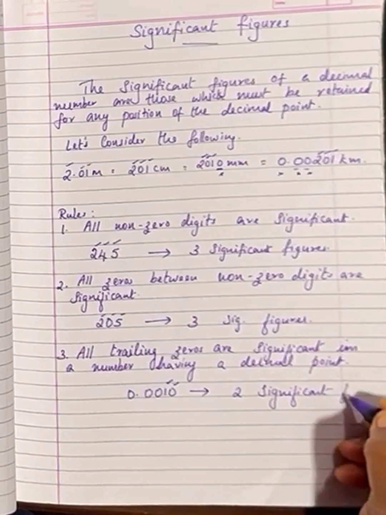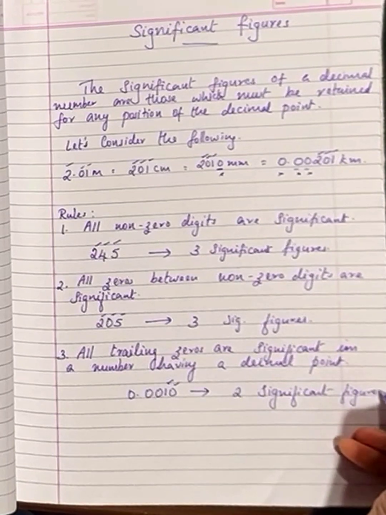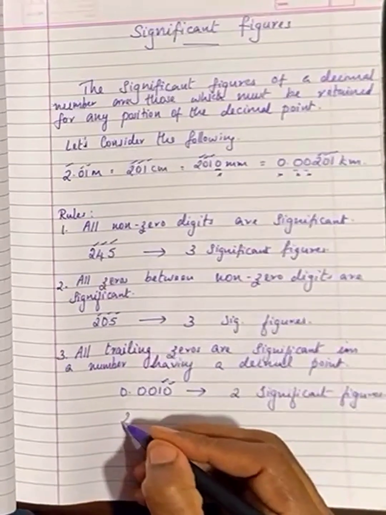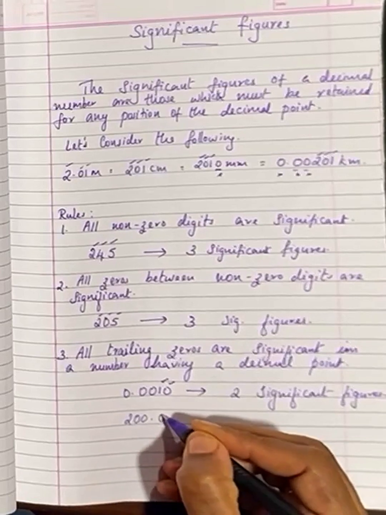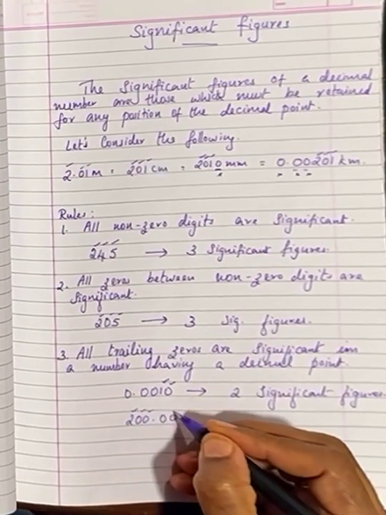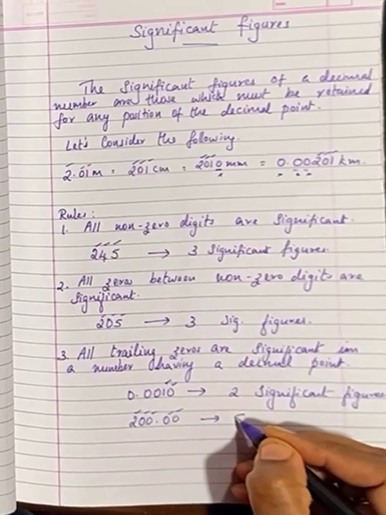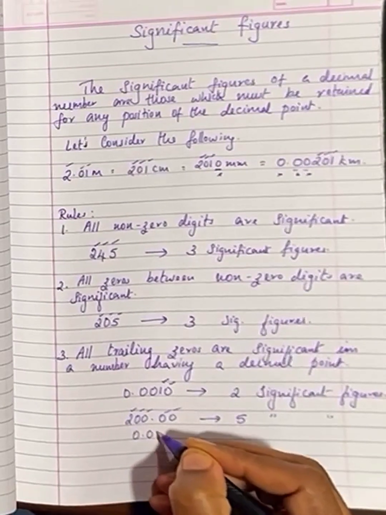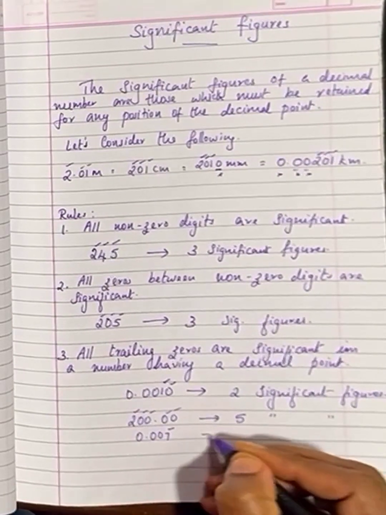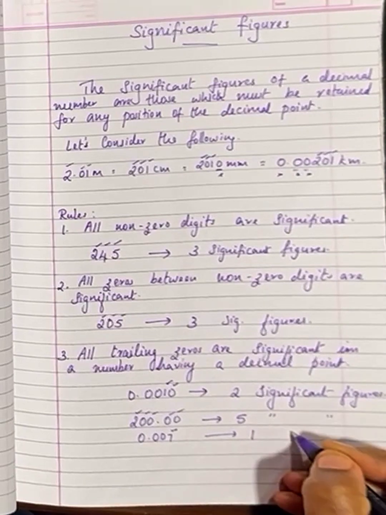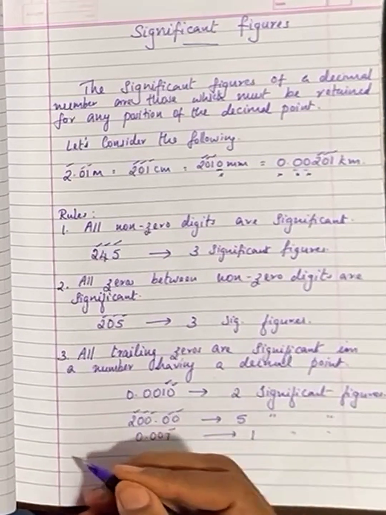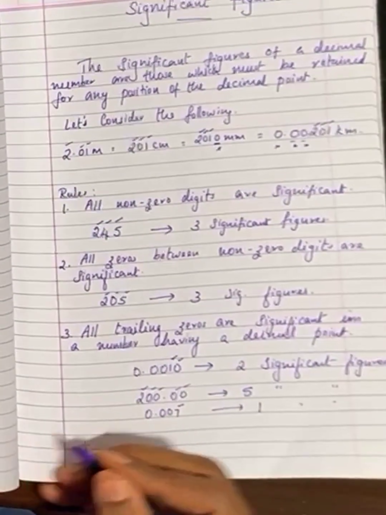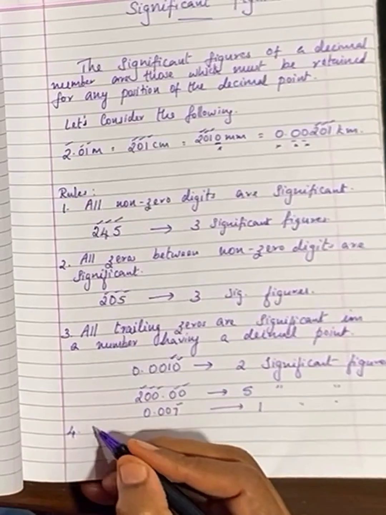Some more examples you can check, that is 200.00. Here all trailing zeros are considered because you have a decimal point. There are 5 significant figures. Last number, 0.007: only 7 we will take, that is 1 significant figure.